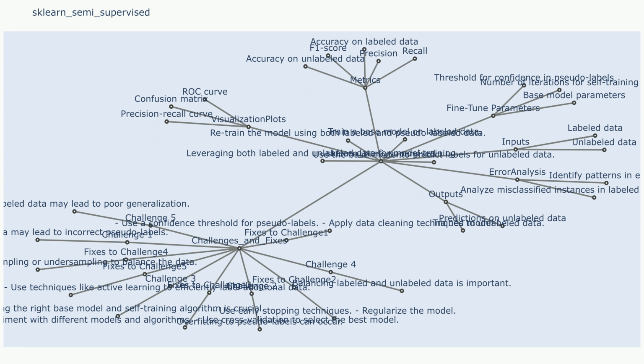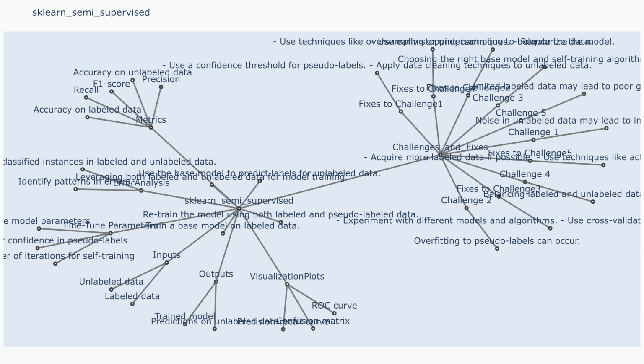Visualization plots. Visualization plot 1. Explain in detail decision boundary plots. These plots visualize the decision boundaries learned by the model, highlighting how the model separates different classes in the feature space. They provide insights into the model's behavior and its ability to generalize to new data.